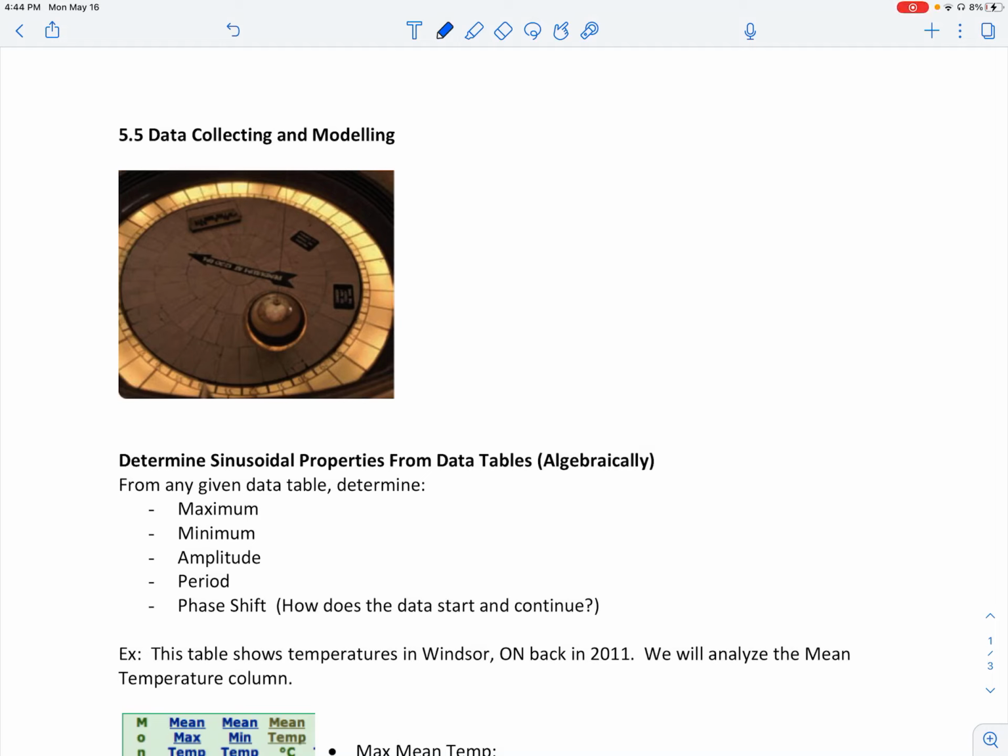Hi, welcome to our first video for 5.5, data collecting and modeling. In this section, we're going to learn how to take a table of values or some collected data or information regarding periodic behavior, and then we're going to learn how to come up with an equation that fits or models that data. So this image right here shows a Foucault pendulum.